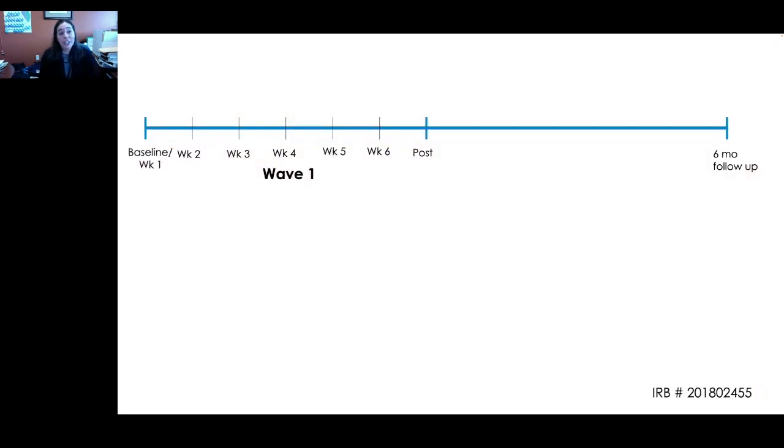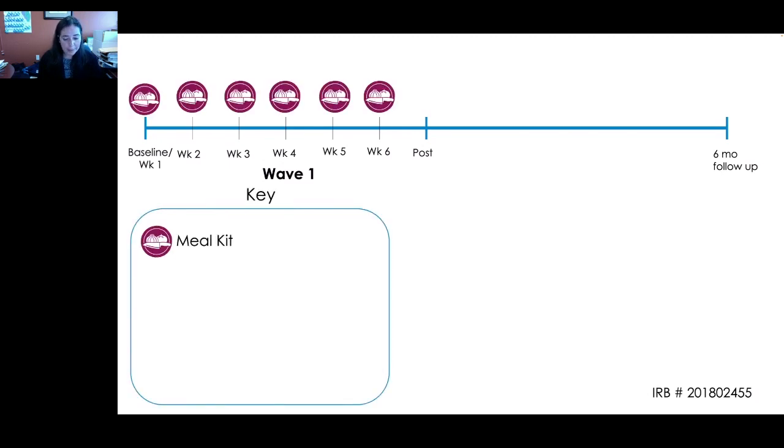Okay, so the intervention was a short intervention. It only lasted for 6 weeks, and participants received a meal kit with 3 recipes, as I mentioned, that each fed 4 people each week. Participants would come to Eastside High School or a nearby church to pick up the meal kits.